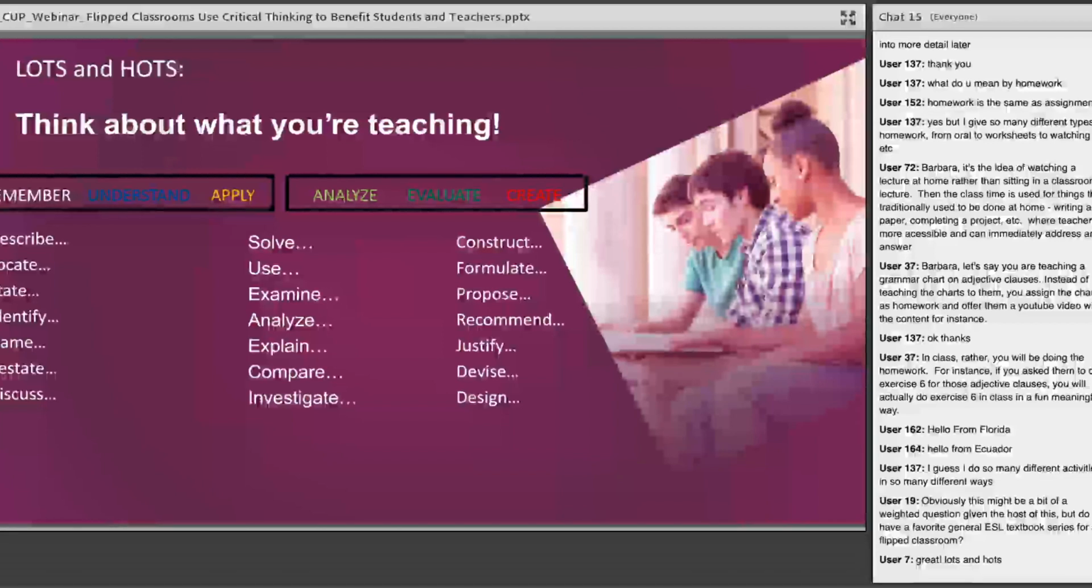Flipping our classroom lets us reach those higher levels. It makes sure that our students can do skills from all of the different levels of Bloom's taxonomy.